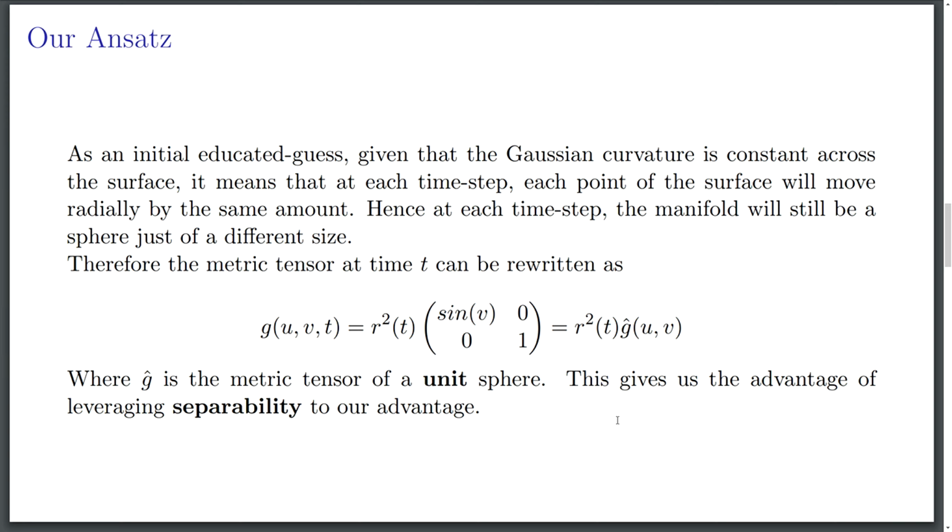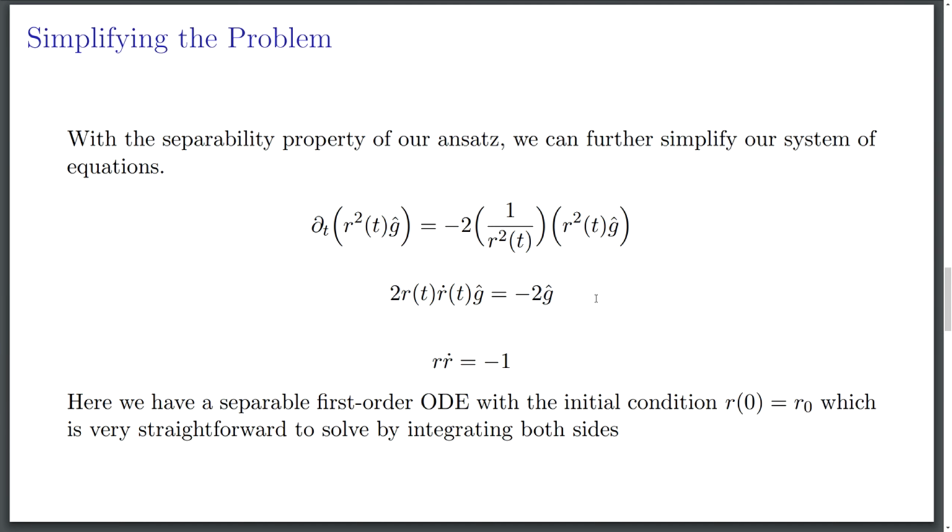Therefore, it's just scaling the sphere, right? So, we will take our ansatz, or our educated guess, as our solution being some r squared of t, which would be the radius, times g hat of u and v, where g hat is this matrix here, which is the matrix of a unit sphere, so of radius 1 basically. So if we take this and we substitute it back into our differential equation, we have this.